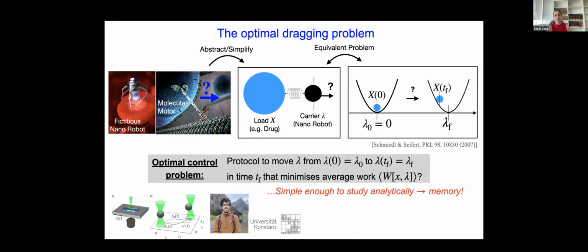And that is very nice because this is something we can realize easily in experiments of colloids trapped by optical tweezers, as done by my collaborators in Konstanz. And this problem has also already been tackled in this seminal paper from 2007 that I already mentioned. And the nice thing is this is a minimal setup, which is simple enough so we can study it analytically and investigate the impact of having memory.